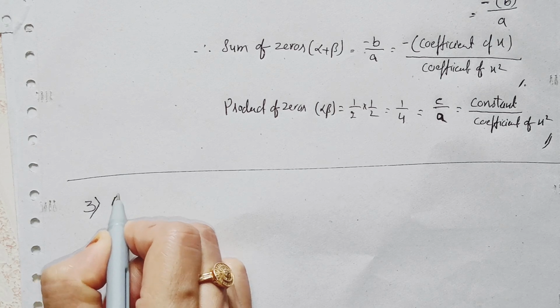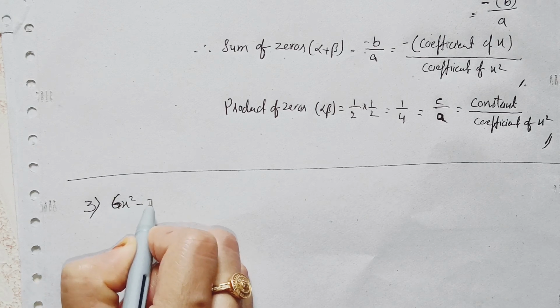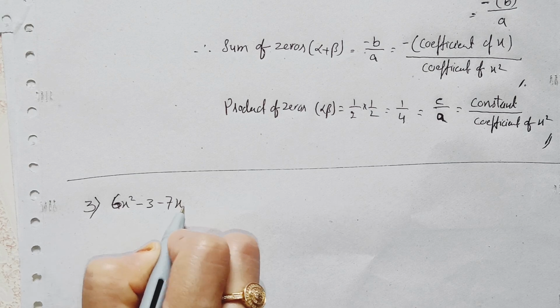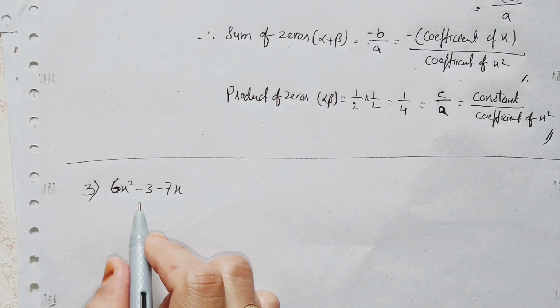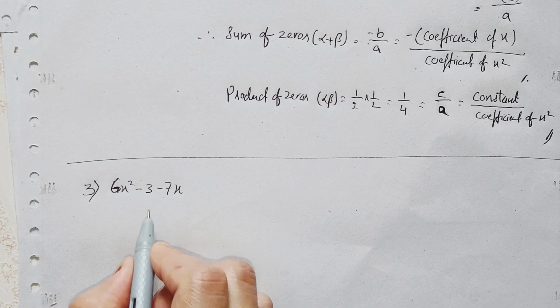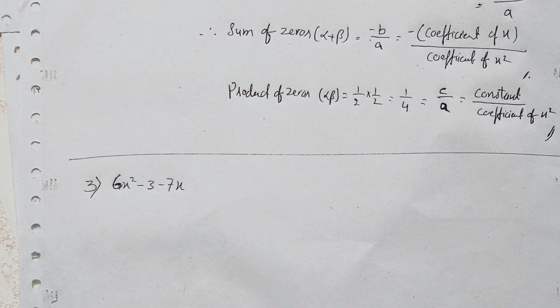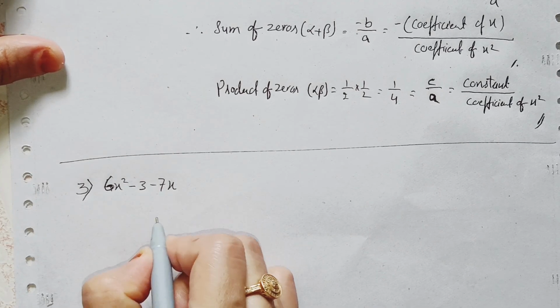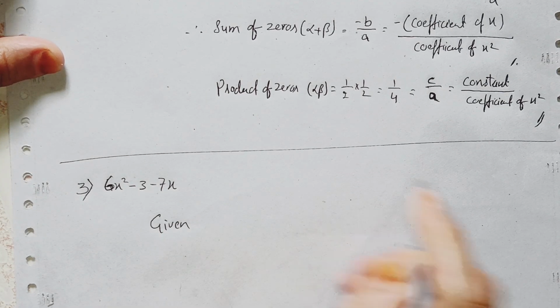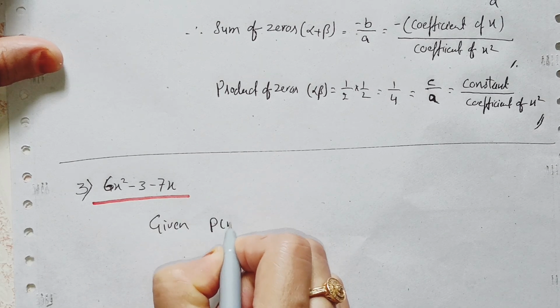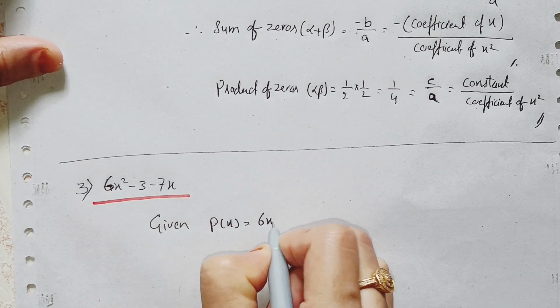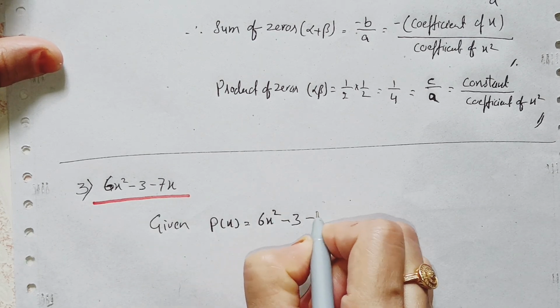Which is 6x square minus 3 minus 7x. For this also we have to find out the zeros as well as the relation between the zeros and coefficients. First of all we'll write what is given. So given is, this is the question. Given is p of x equal to 6x square minus 3 minus 7x.